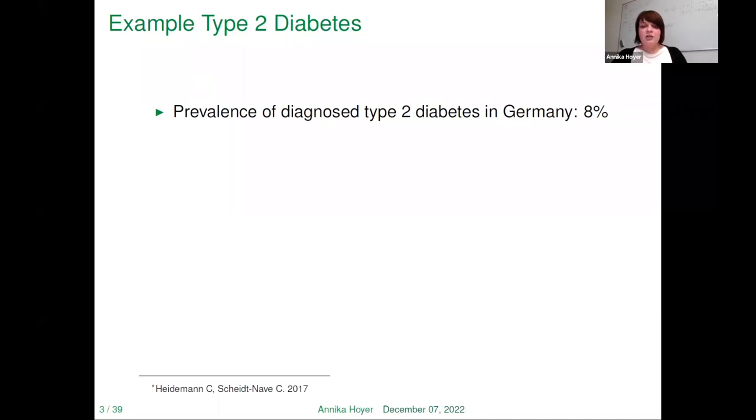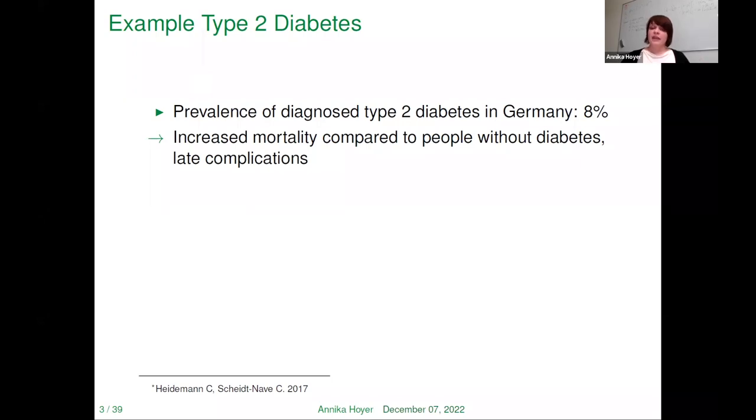The prevalence of diagnosed type 2 diabetes in Germany is currently about 8%. That means 8% of the whole German population has a type 2 diabetes diagnosis, and these people know that they have diabetes, and so they are treated. They get a treatment and are treated by a physician. If you have the diagnosis of type 2 diabetes, this comes along with an increased mortality compared to people without diabetes, and also with an increased risk for late complications such as kidney diseases or nephropathy. So you have an increased risk for diabetes-related late complications.